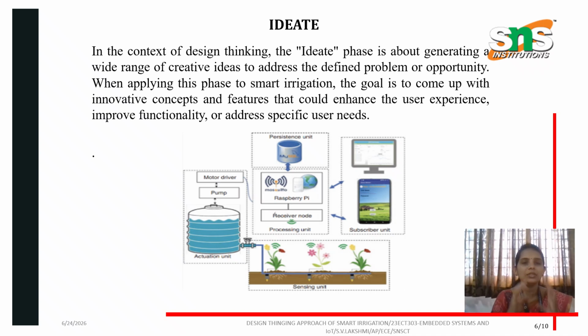Next is ideate. This is the stage where a proper solution is given to the problem defined. Generating various ideas and choosing the best idea for implementation comes under the ideate stage. As we have discussed, the main objectives of smart irrigation are to reduce water wastage, to automate the irrigation process, to monitor soil moisture continuously, improve crop yield, and minimize manual intervention.